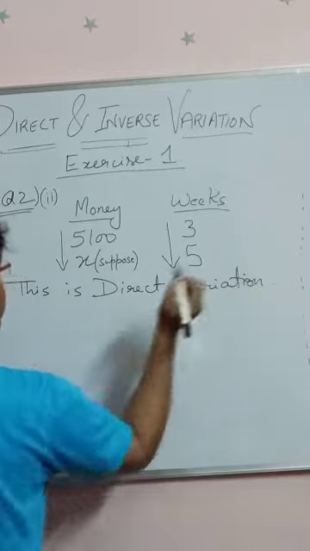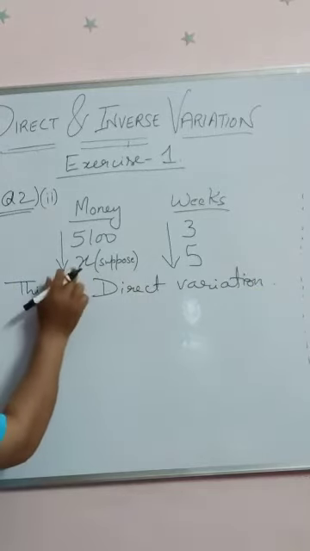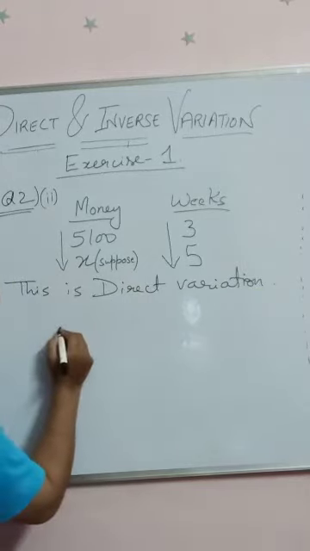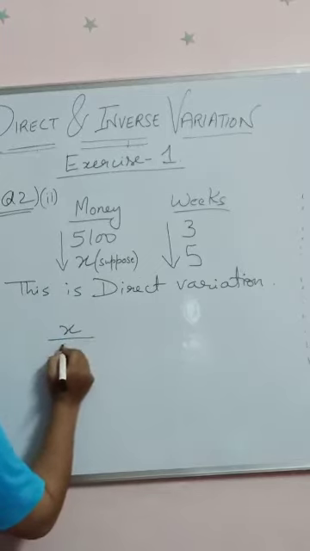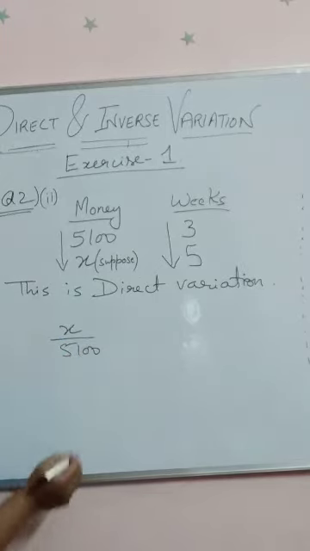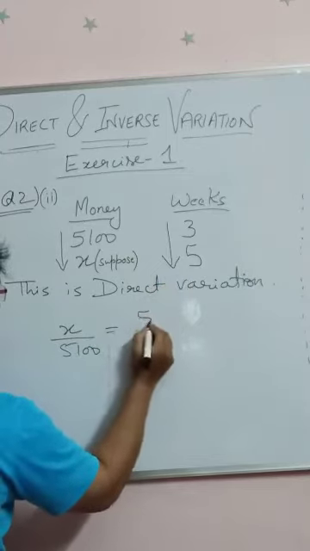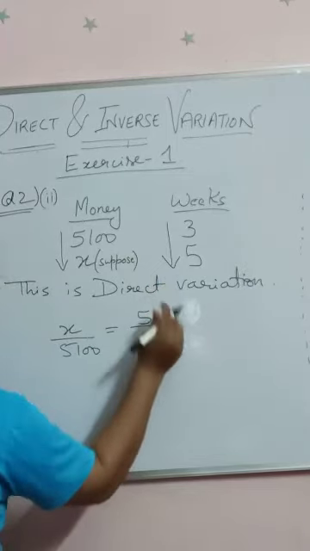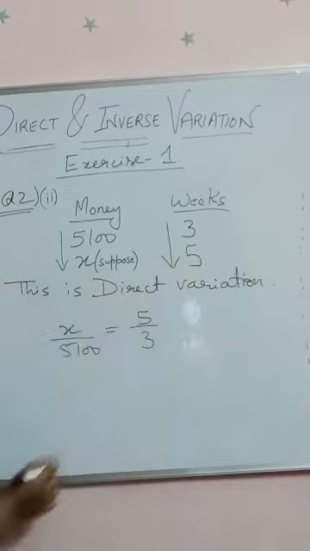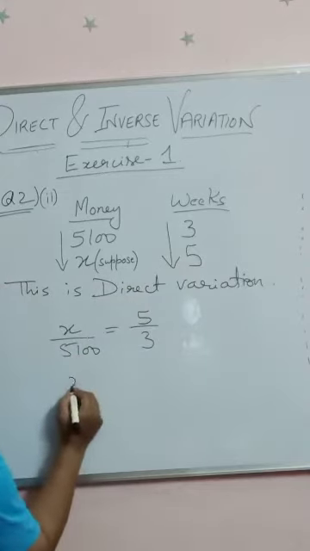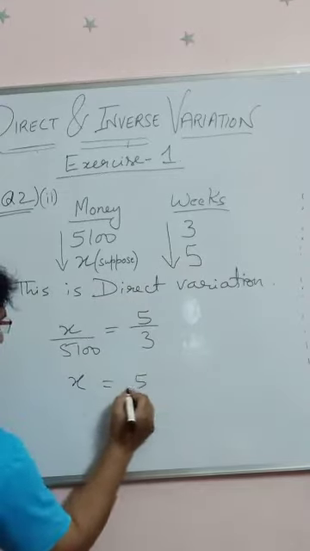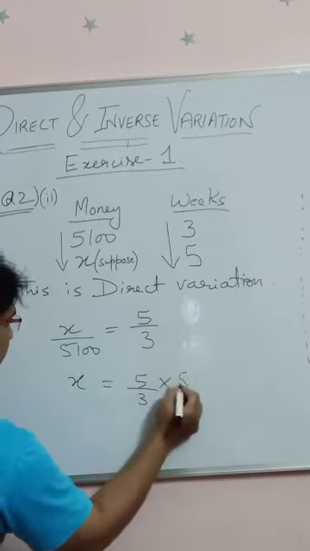So the next step is to frame the equation. Equation is always framed from the unknown side. Arrowhead is the numerator, tail is the denominator. So we have X upon 5100. On the other side, 5 as the numerator and 3 as the denominator, because arrowhead is always the numerator. Again, in order to get the value of X, you can take 5100 on the other side.